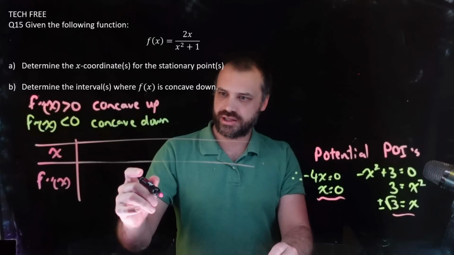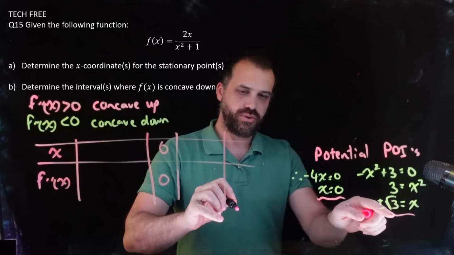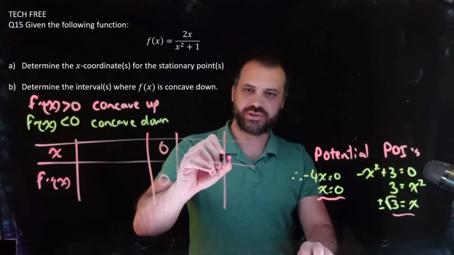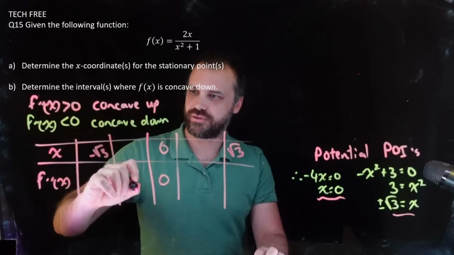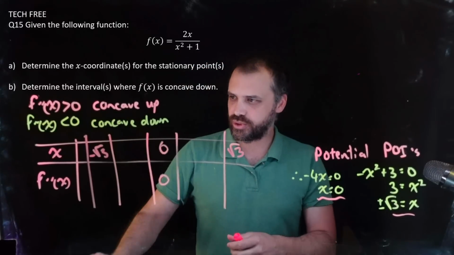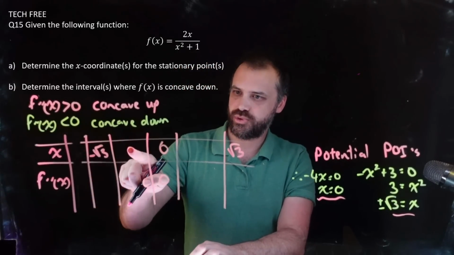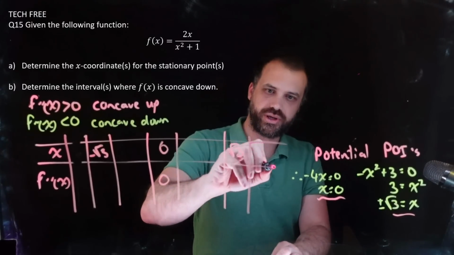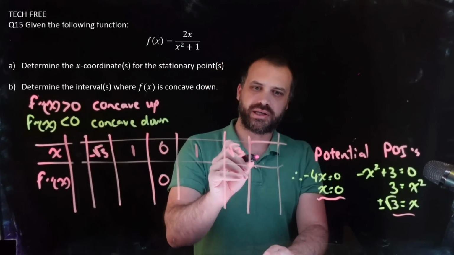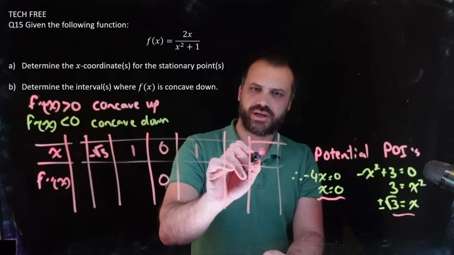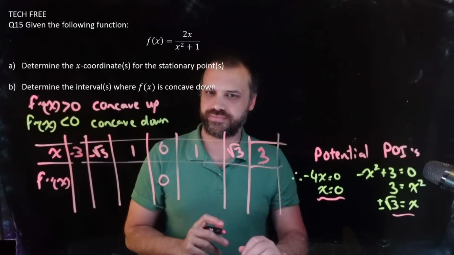Now we know that the second derivative is 0 when x equals 0. It's also 0 when x equals plus or minus root 3. So root 3, negative root 3. Okay. The other points that I'm very interested in are this point, this point, this point, and this point, because I'm very interested in changes of concavity. So let's go with 1, something larger than root 3, so I don't know, 3, and negative 3.